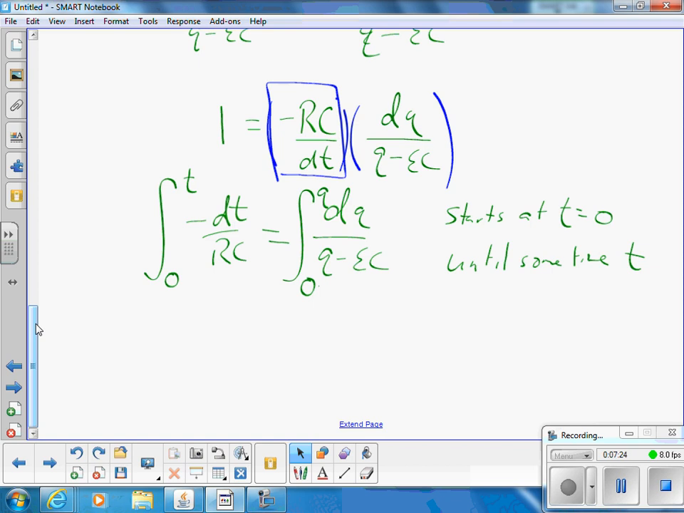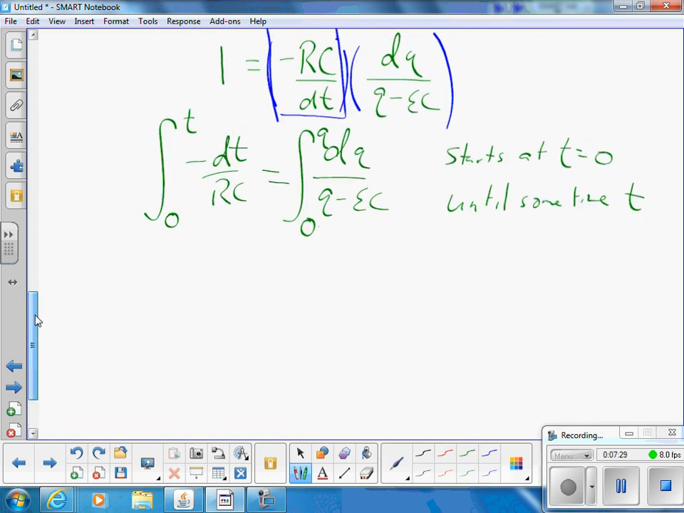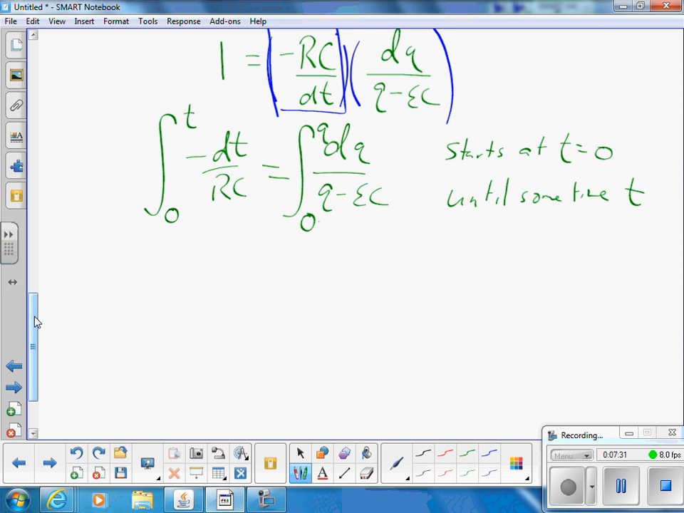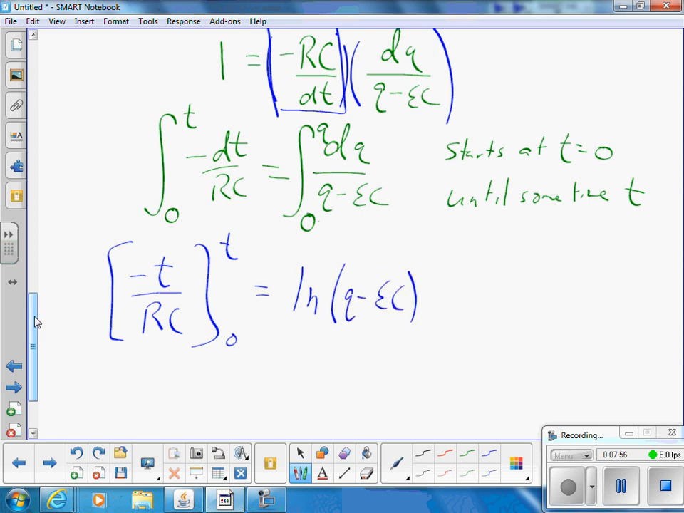Okay, so now I can integrate, which makes me happy. And I do this by the normal methods. I'm doing this as a definite integral. The one on the left is a constant times dt, so the integral is just t with a constant thrown in. So the integral is negative t over RC. I'm integrating from 0 to t. On the right-hand side, I'm integrating du over u, and the integral of that is natural log of u. And so I'm going to write natural log of Q minus EC, and I'm integrating from 0 to Q.